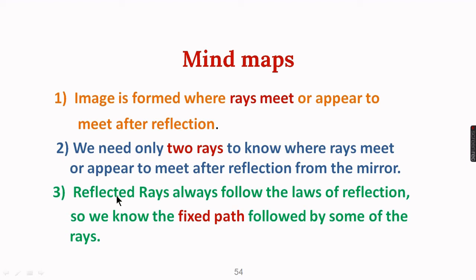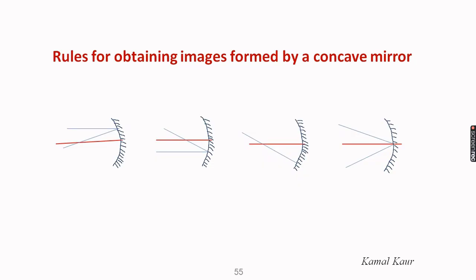Third point is all the reflected rays will follow the laws of reflection. So they will follow a fixed path always, and for some of the rays it is always very easy to identify that fixed path. So we call that fixed path as rules for obtaining images. First we will see these rules for the concave mirror. So there are 4 rules.